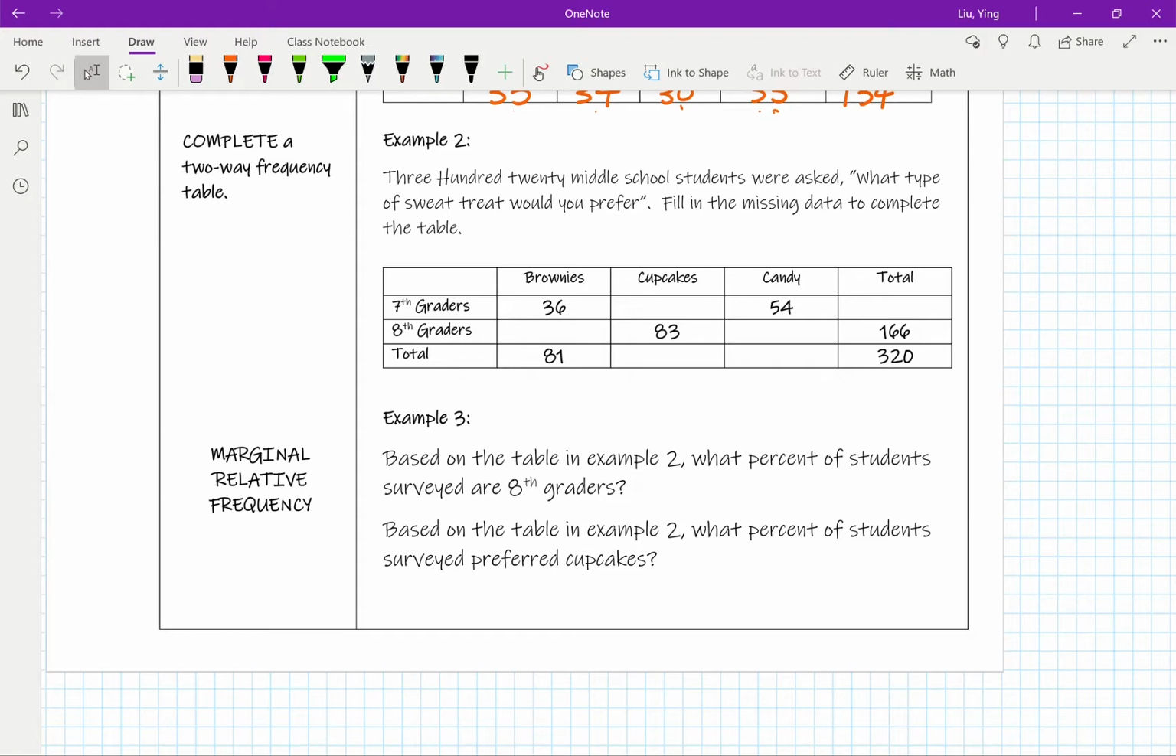Example 2. 320 middle school students were asked, what type of sweet treats would you prefer? Fill in the missing data to complete the table.